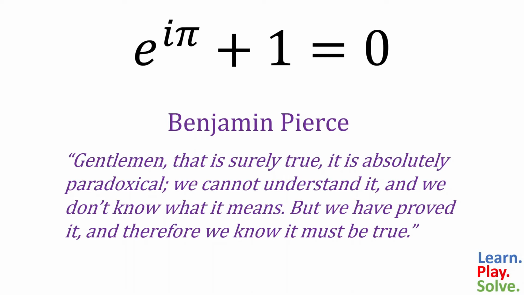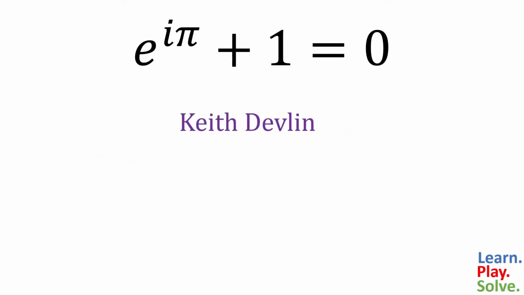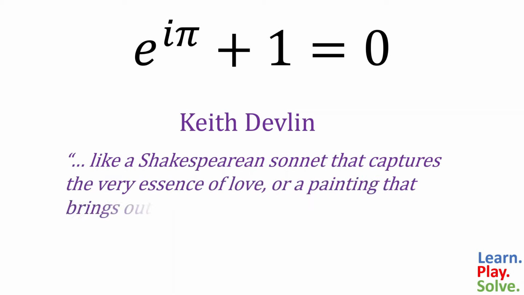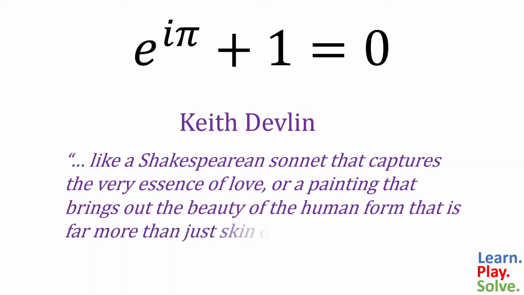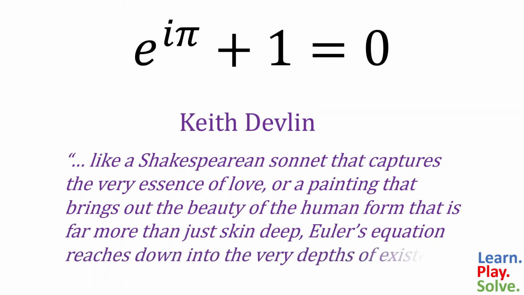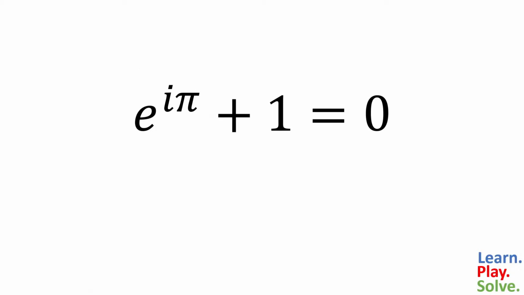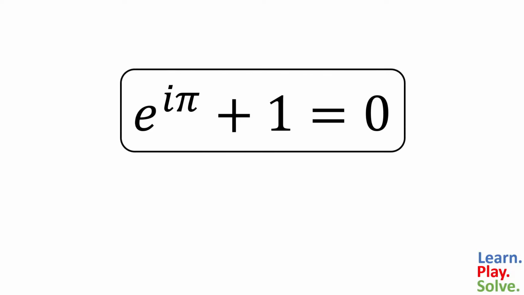A more recent quote from Stanford University professor Keith Devlin goes like this: "Like a Shakespearean sonnet that captures the very essence of love, or a painting that brings out the beauty of the human form that is far more than just skin deep, Euler's equation reaches down into the very depths of existence." Is this equation too simple, too elegant to be just a mere coincidence? Must there be some kind of intent behind such an impressive natural occurrence? Is this evidence of something greater? I think that's something we should decide for ourselves.